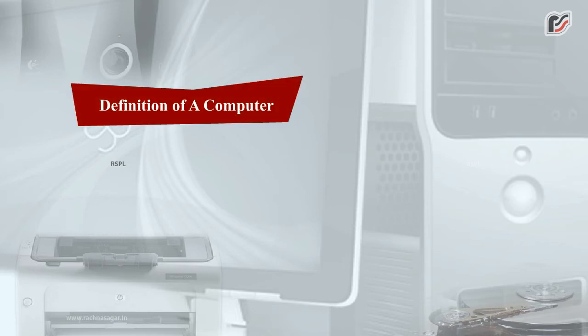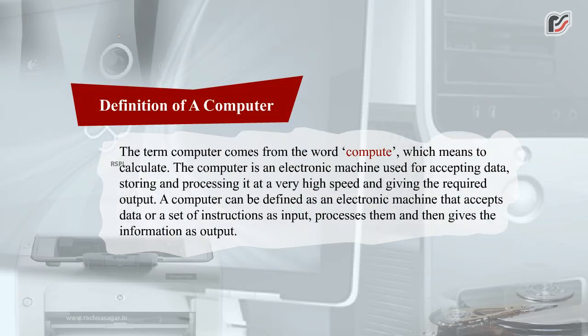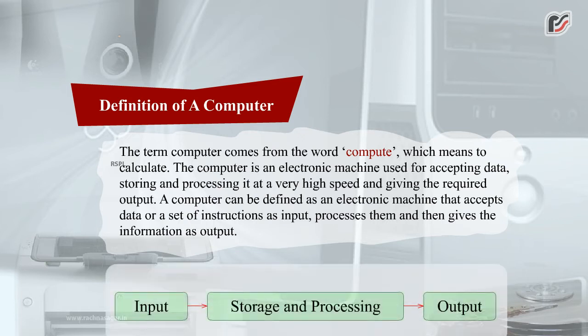Definition of a computer. The term computer comes from the word compute, which means to calculate. The computer is an electronic machine used for accepting data, storing and processing it at a very high speed, and giving the required output. A computer can be defined as an electronic machine that accepts data or a set of instructions as input, processes them, and then gives the information as output. Input, storage and processing, output.